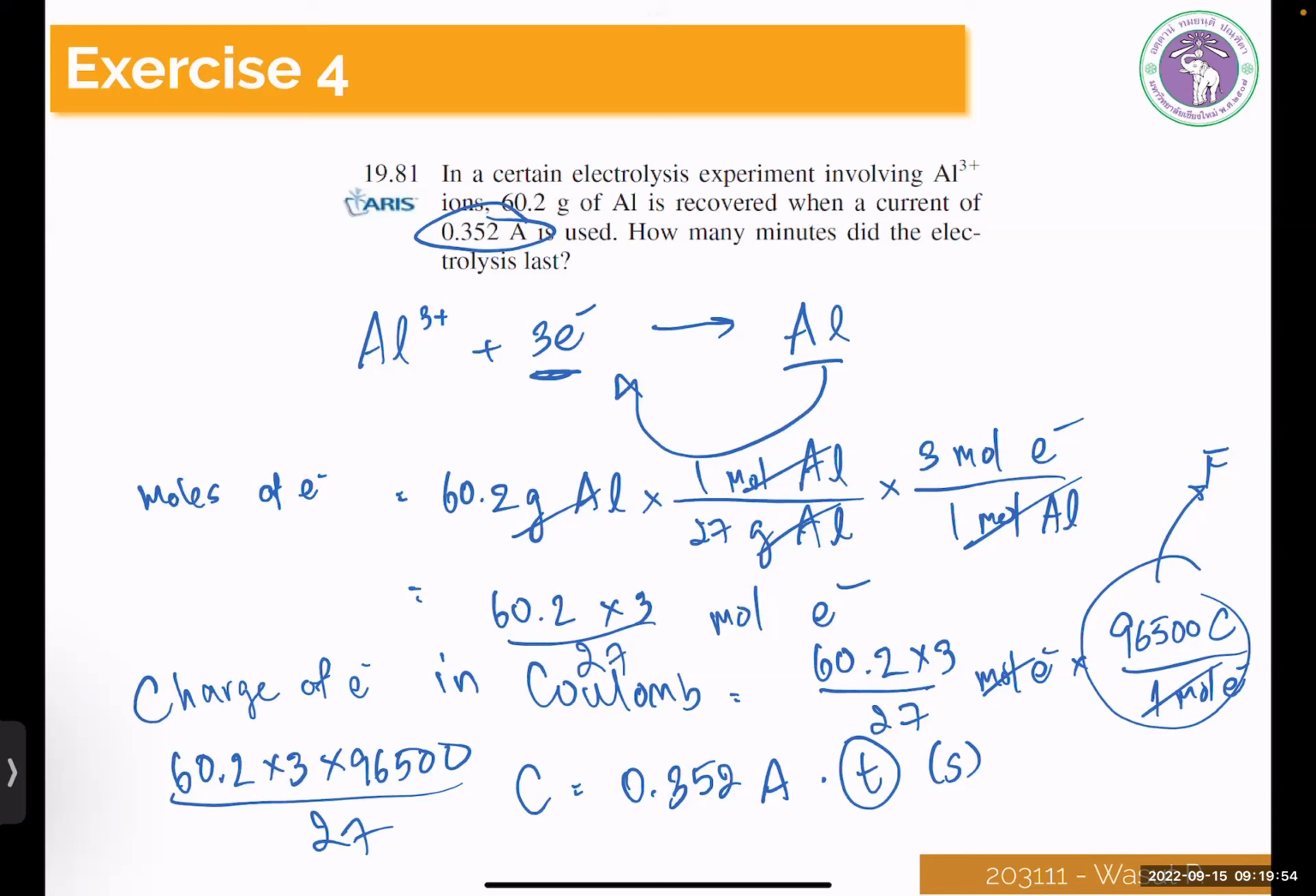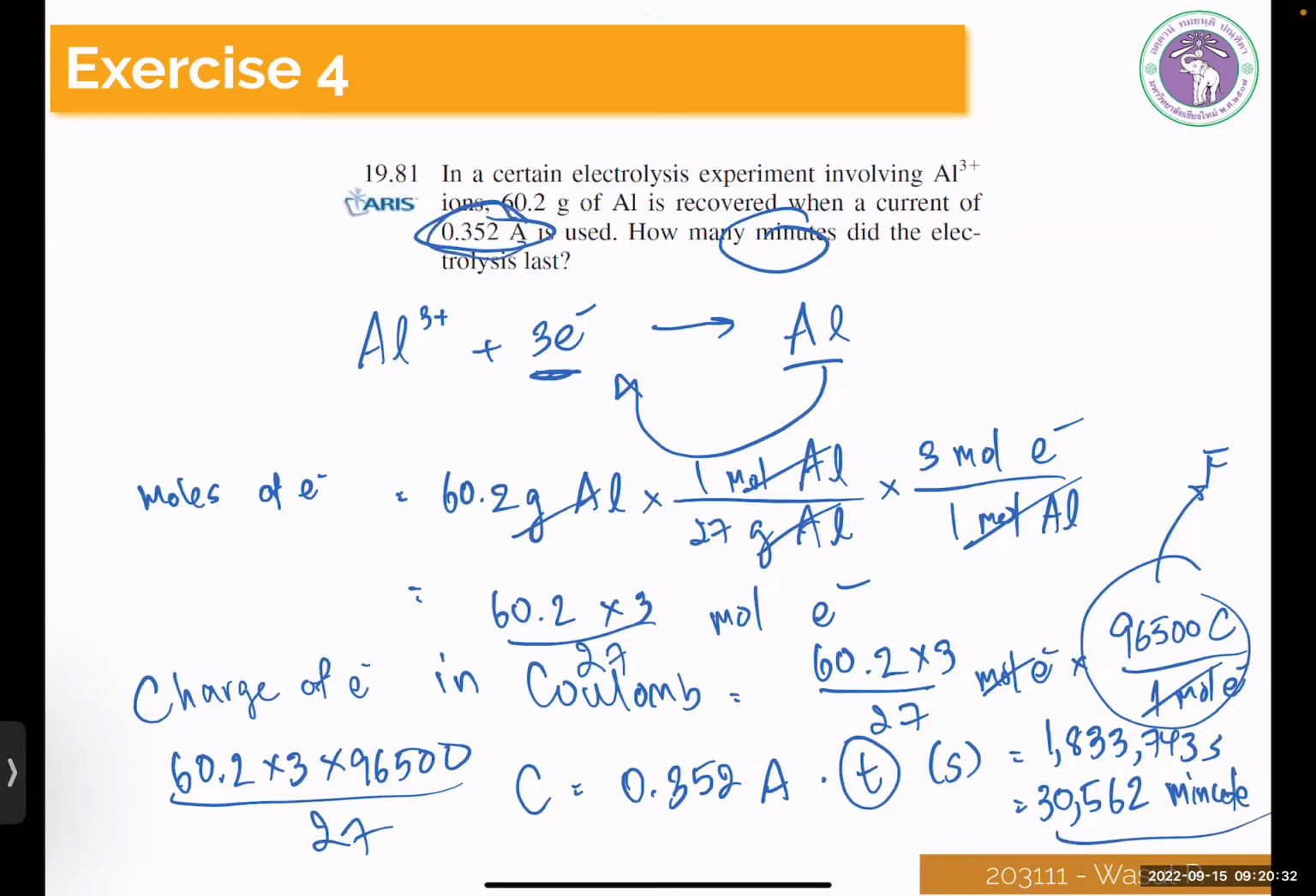Okay, so this thing becomes about 1,800,000 seconds, right? But the problem asks in minutes. So how do I compute that? I just divide that by 60, right? So that's 30,562 minutes. That's quite a long time, right?